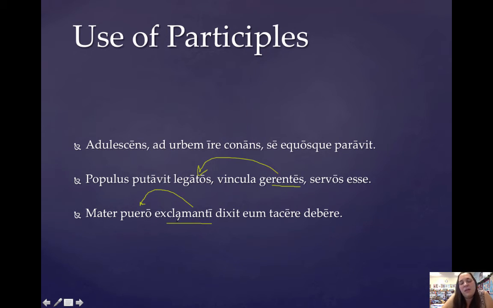And again, the mother said to the boy when he exclaimed that he ought to be quiet. The mother said to the boy who exclaimed that he ought to be quiet. Any of these actually sound better in English than just translating the participle literally.